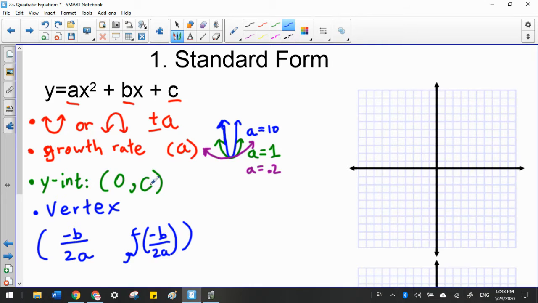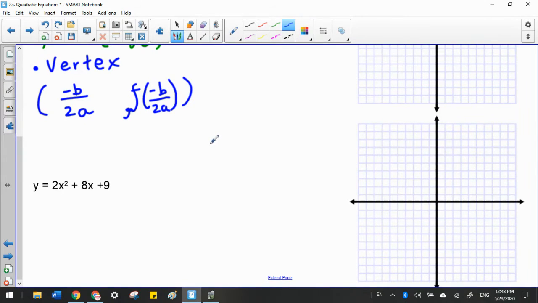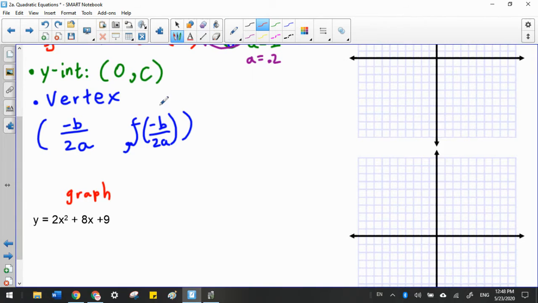And standard form shows us these three things really, really quickly, and using this can help us graph most equations relatively easily. So let's try an example right now, and we're going to get something like 2x squared plus 8x plus 9, and we're going to work on graphing this, even though it looks like a mess to graph. So first things first, I already know that this thing is going to be facing upwards because the a value is positive.